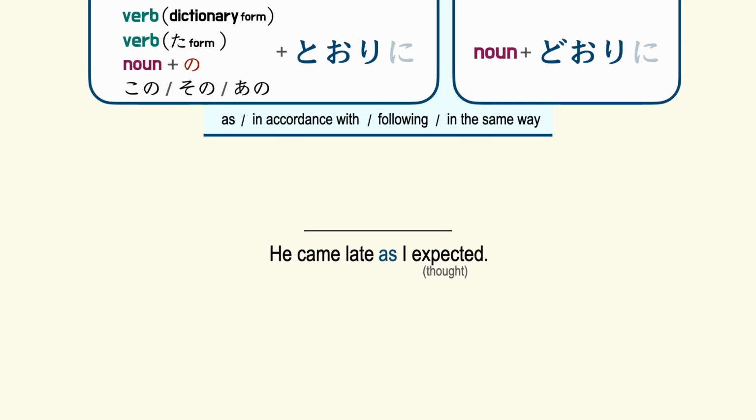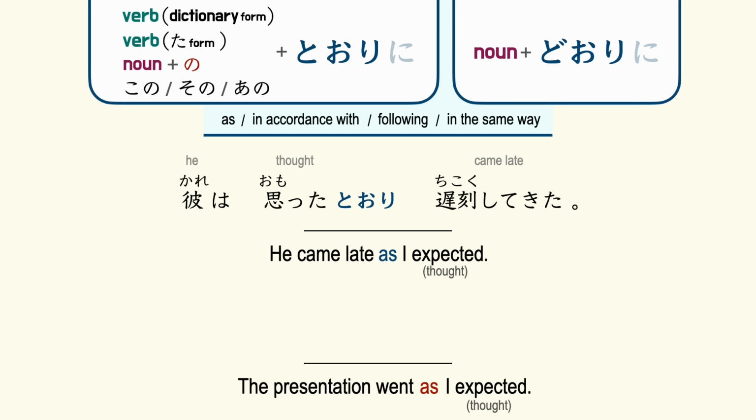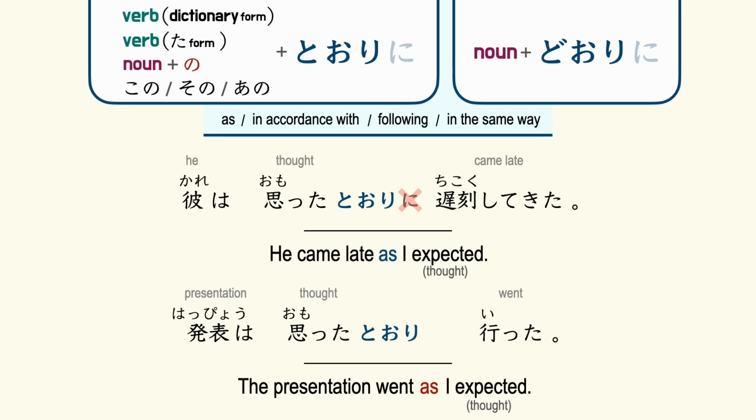How would you say he was late as I expected? And the presentation went as I expected. 彼は思った通り遅刻してきた。Here, I would not add ni, because I'm not talking about how he was late. 発表は思った通りに行った。Here, ni sounds very natural because you're talking about how it went. But again, omitting ni is also totally fine.